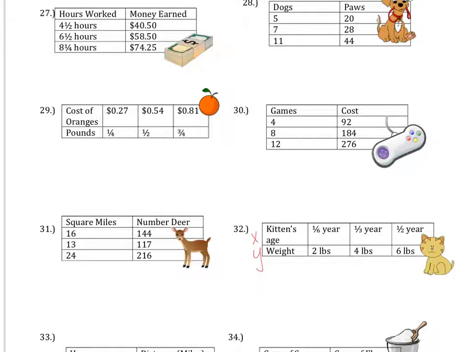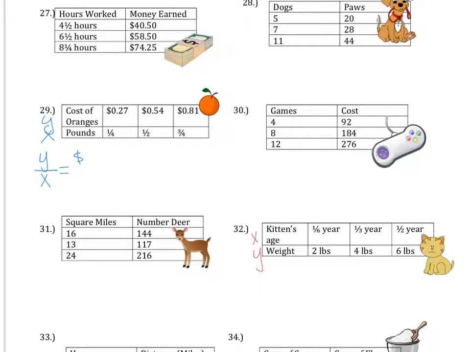So that means that my cost depends on the pounds that I purchase. So Y would be the cost of oranges because it's dependent there. Normally we'd take the bottom row and divide it by the top row, but since this one's wrong, it's already kind of set up for us. We want to know how much it costs for 1 pound.